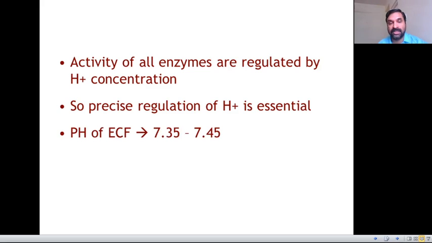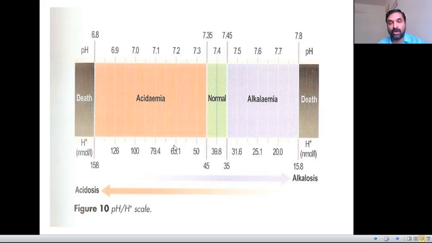The pH of extracellular fluid is maintained in a very narrow range, 7.35 to 7.45. This is the normal pH. If it is more than 7.45, it is called alkalemia, and if it is above 7.8, it may lead to death. If it is below 7.35, it is called acidemia, and if it decreases below 6.8, it may lead to death.